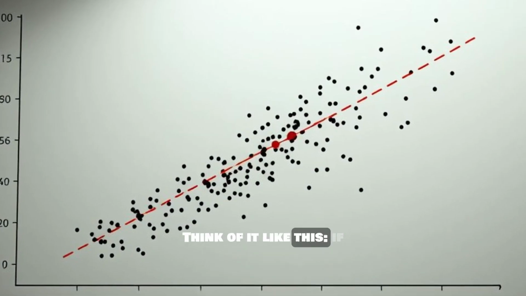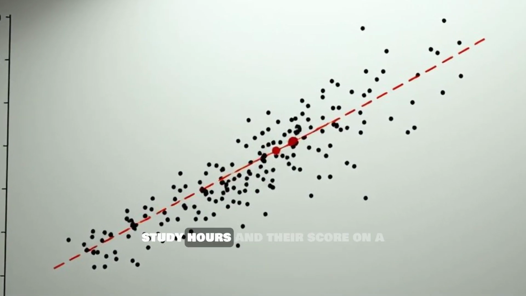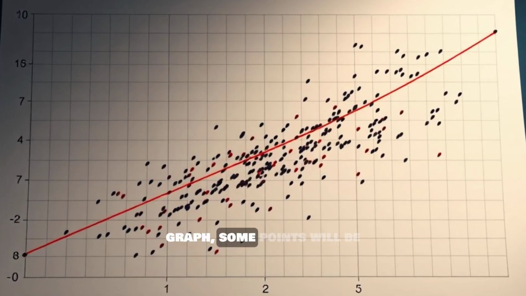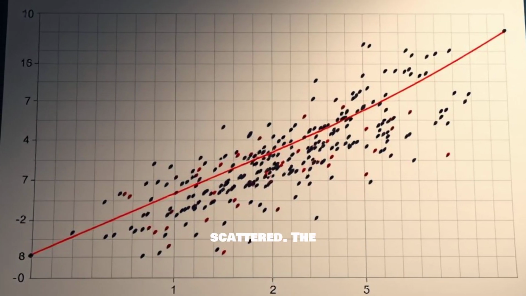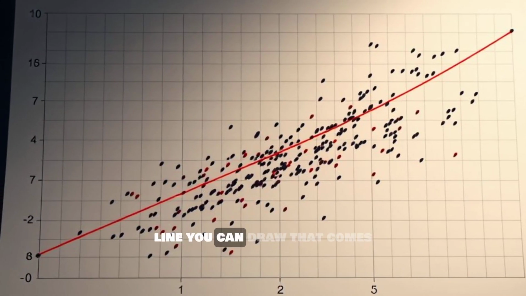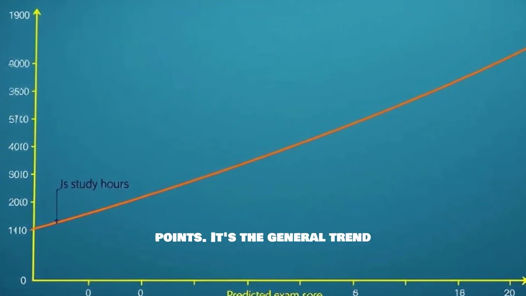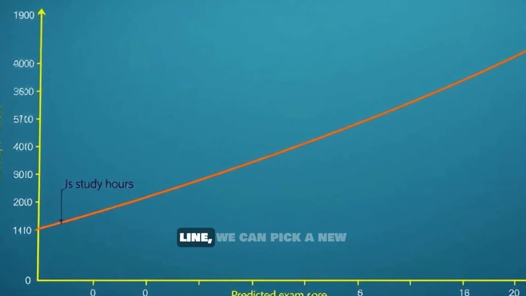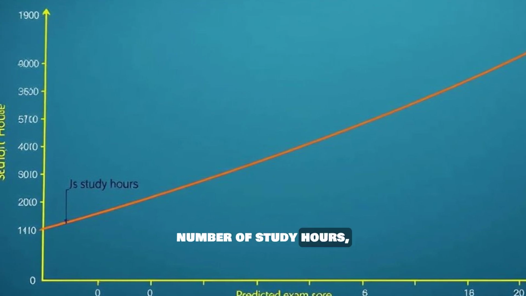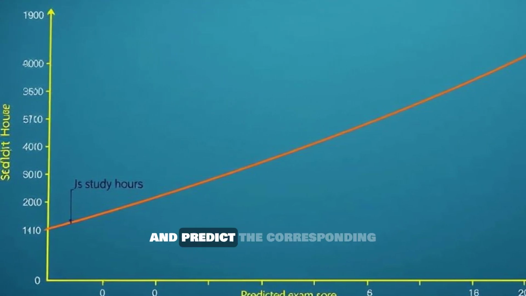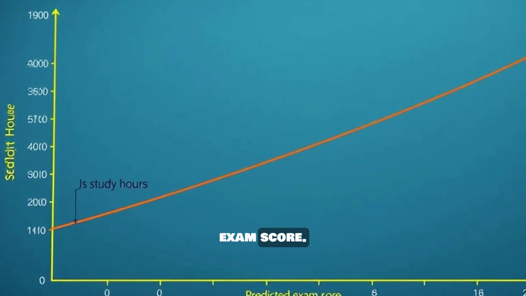Think of it like this. If you plot every student's study hours and their score on a graph, some points will be scattered. The best fit line is the single straight line you can draw that comes closest to all those points. It's the general trend line. Once we have this line, we can pick a new number of study hours, find that spot on the line, and predict the corresponding exam score.